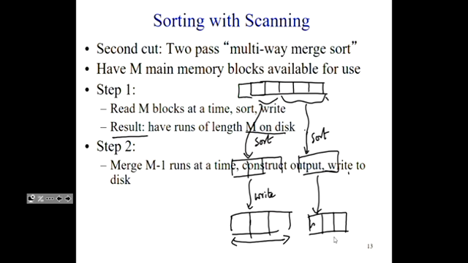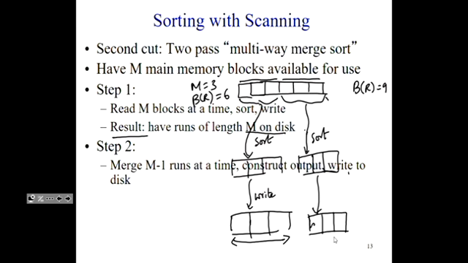M is equal to 3, b of r is equal to 6. I'll get to b of r is equal to 9, which is what I was trying to do earlier, later. So let's say b of r is equal to 6 and m is equal to 3. What I've done first is to take a group of 3 blocks at a time, sort it, write it out. So I've done that for this sequence and I've done it for this sequence.